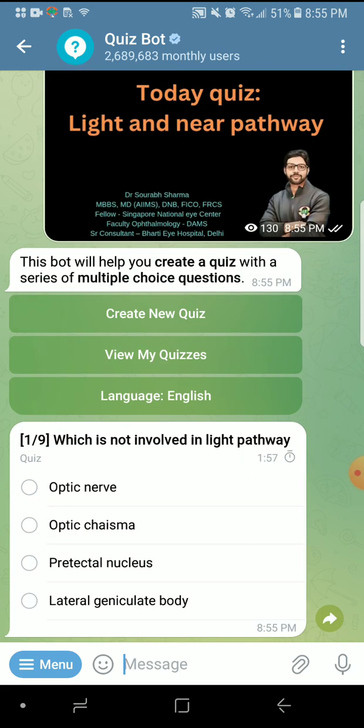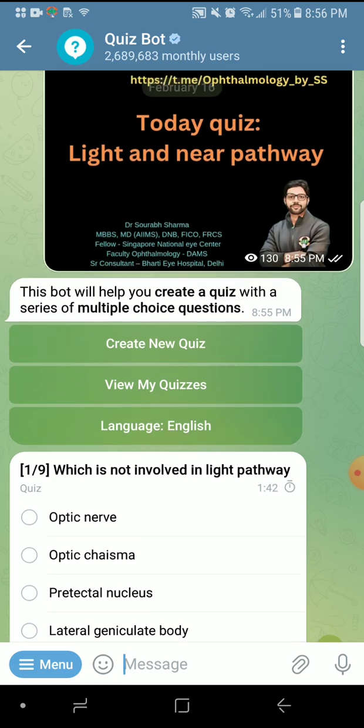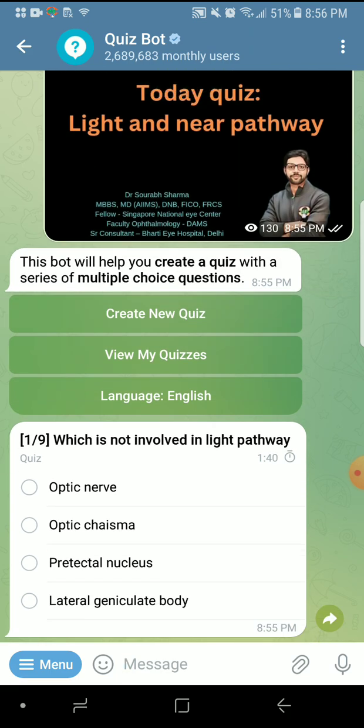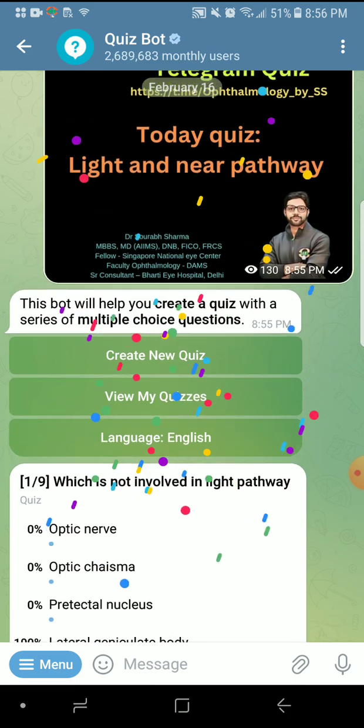Which of the following is not involved in the light pathway? Light pathway means you throw light in one eye. The impulse goes via optic nerve, chiasma, tract to pretectal nucleus in dorsal part of midbrain. From here, the impulse goes to Edinger-Westphal, which is a third nerve nucleus. From here, the impulse goes to ciliary ganglion, short ciliary nerves, pupillary constriction by stimulating iris muscles. So LGB is not involved, or any cortex is not involved in the light reflex pathway.